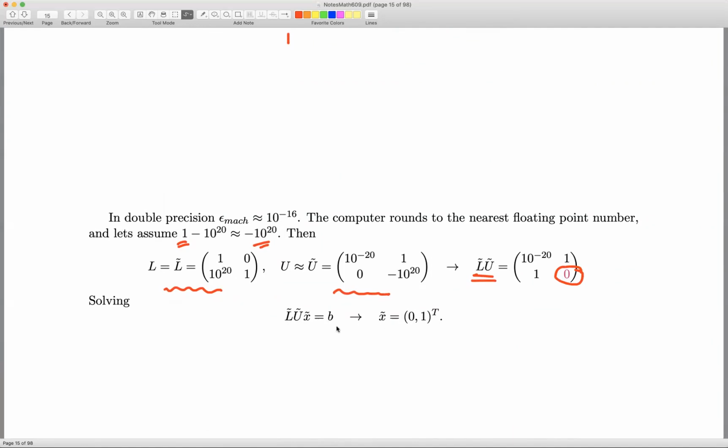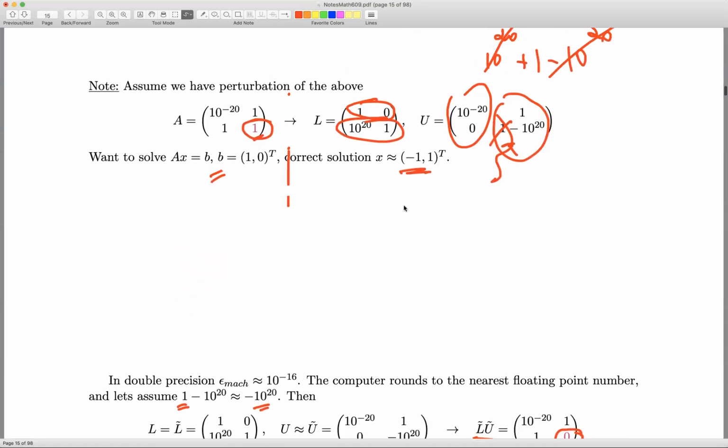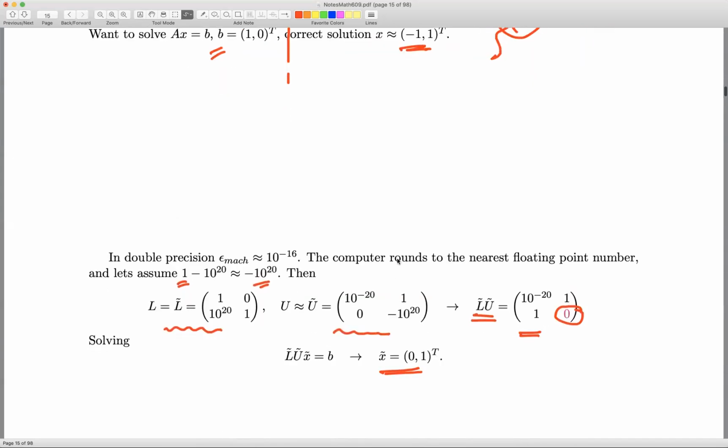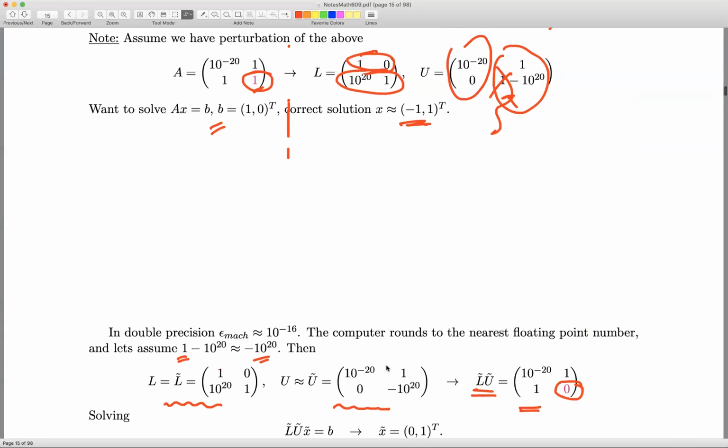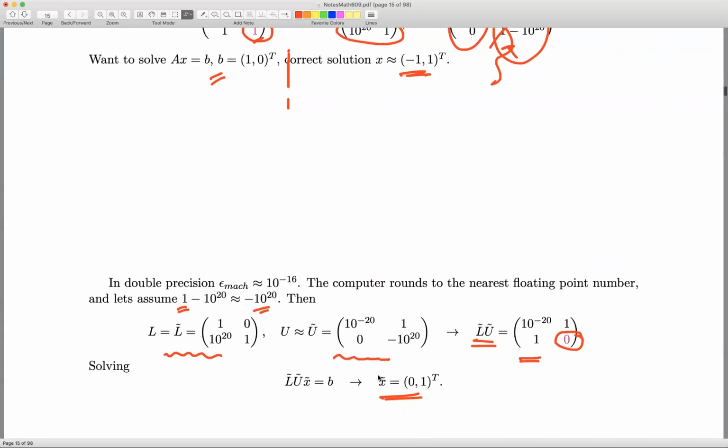And therefore, when the computer does the LU factorization, it is not actually going to solve the original system, but will solve a system with this matrix. And therefore, it will give a solution that is this solution. The original solution was close to minus 1, 1, and what the computer computed is the solution 0, 1.